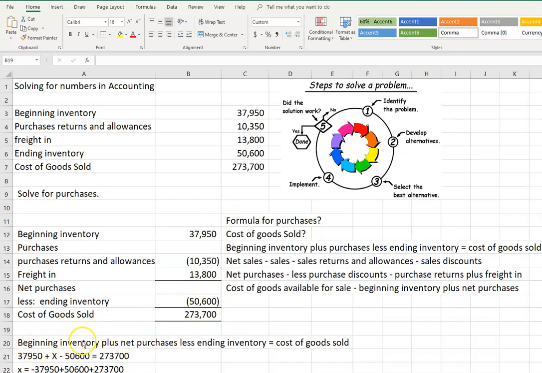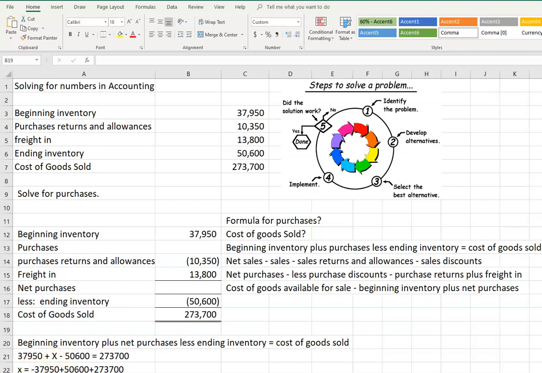We would say beginning inventory plus net purchases less ending inventory equals cost of goods sold. So that is $37,950 plus X. X stands for our net purchases because we don't know what it is yet. Minus 50,600 equals 273,700. So then we can use algebra to solve. So I want X by itself. So I keep X on the left-hand side of the equal sign. X equals.